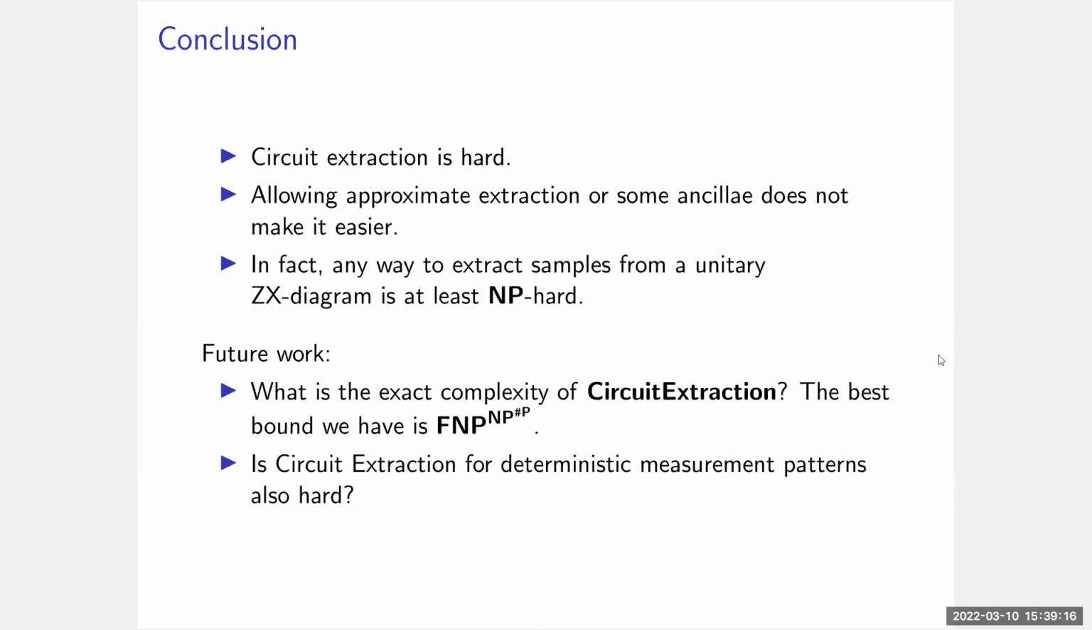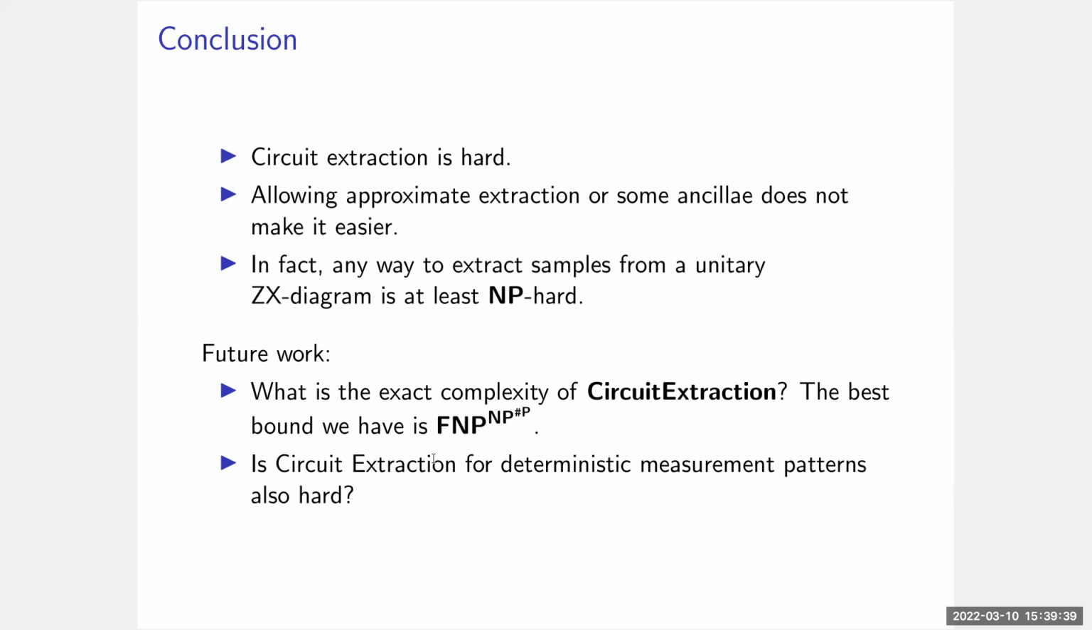Future work, well, what is the exact complexity of circuit extraction? We know it's at least #P hard, but the best bound we have on it is that it is in this complexity class. So this is the functional version of NP, and then it has access to an oracle of NP to the #P, which is a really powerful oracle. So maybe there's a better bound, but we don't know.